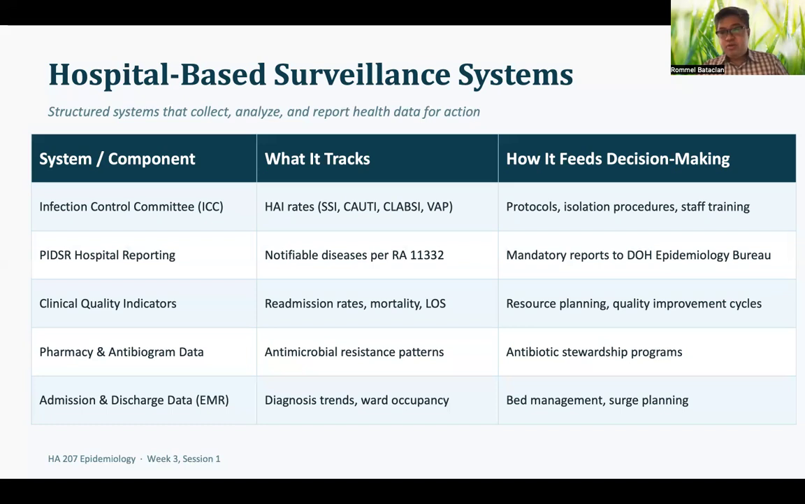Third is the clinical quality indicators: readmission rates, mortality rates, length of stay. These are indicators that drive your quality improvement process. If your 30-day readmission is high, something is failing in your discharge process.